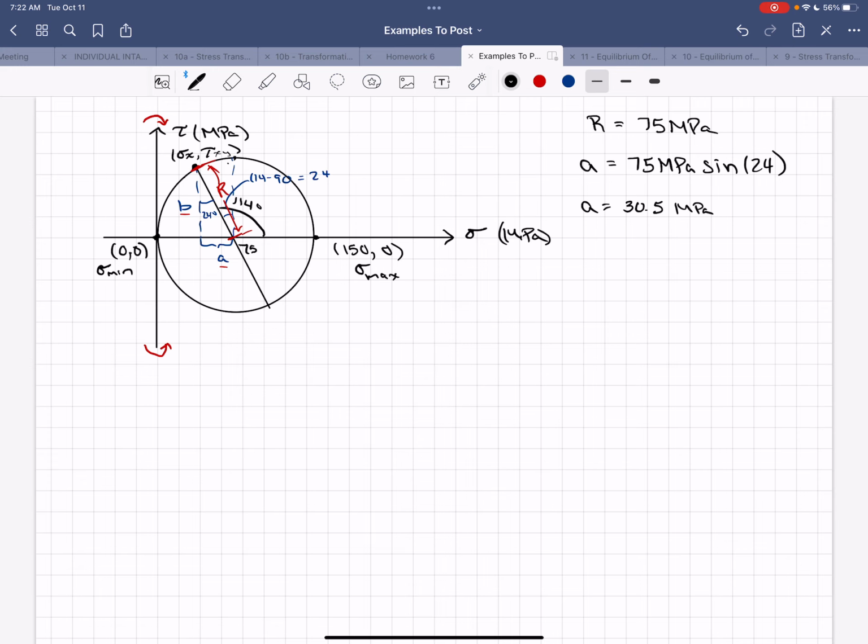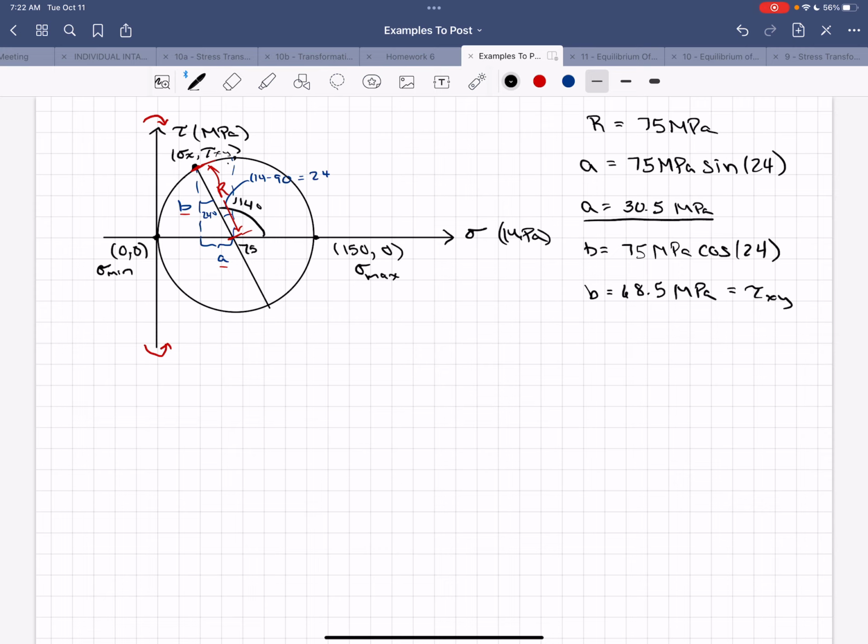And B equals 75 megapascals times the cosine of 24. So B equals 75 times cosine of 24, which equals 68.5 megapascals. Okay. And that equals our tau xy at that location.